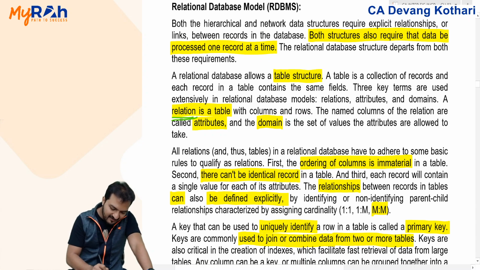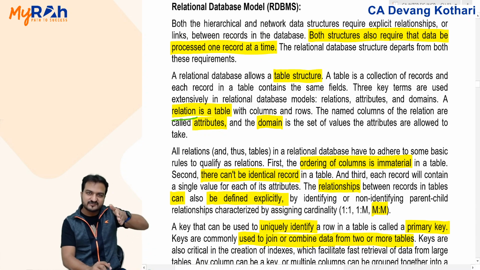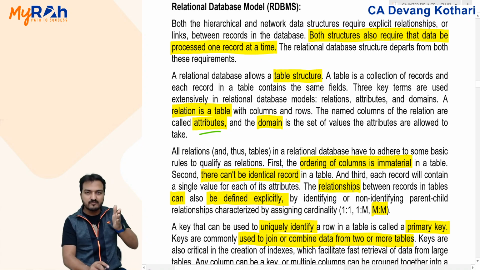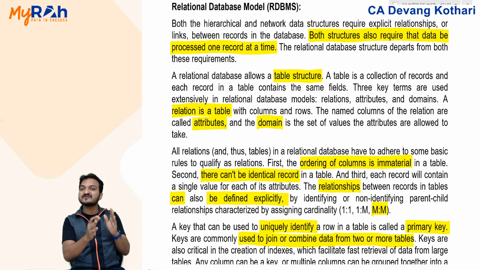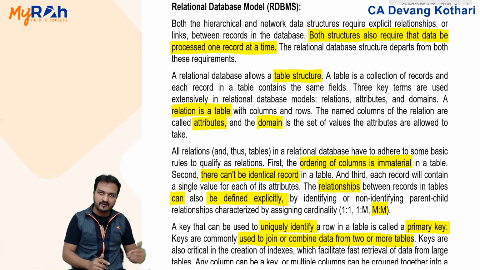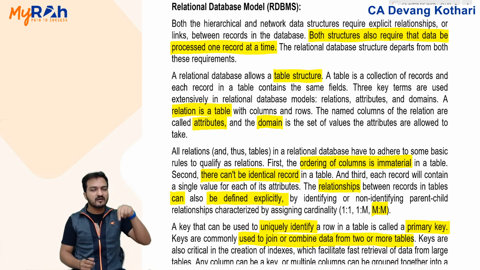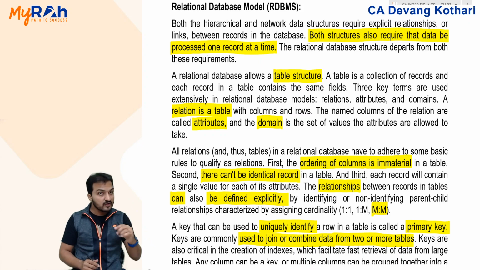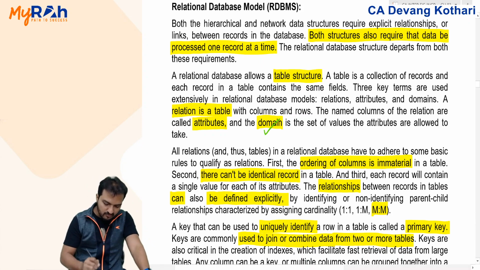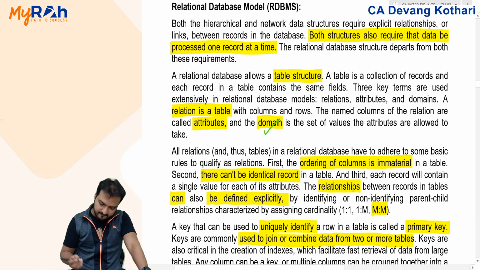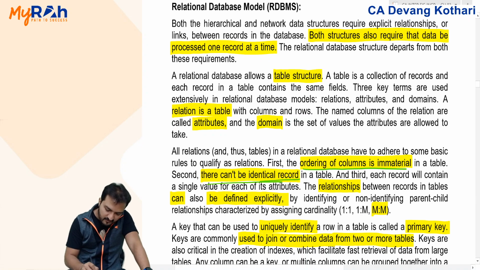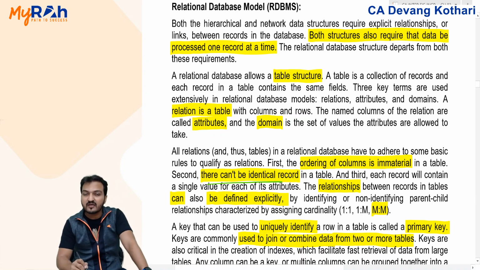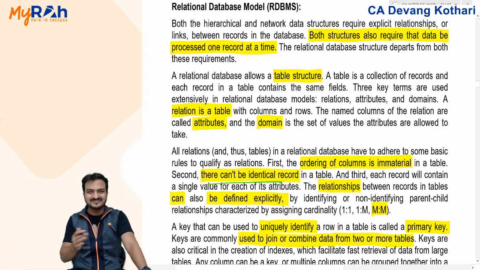The word attribute means the columns or the fields of the table. The table contains rows and columns. Columns are called fields, fields also called attributes, and whatever you write inside that attribute, inside the field, can be called domain. Ordering of the columns is immaterial, so there cannot be identical records. There cannot be any identical records because it is a table format.